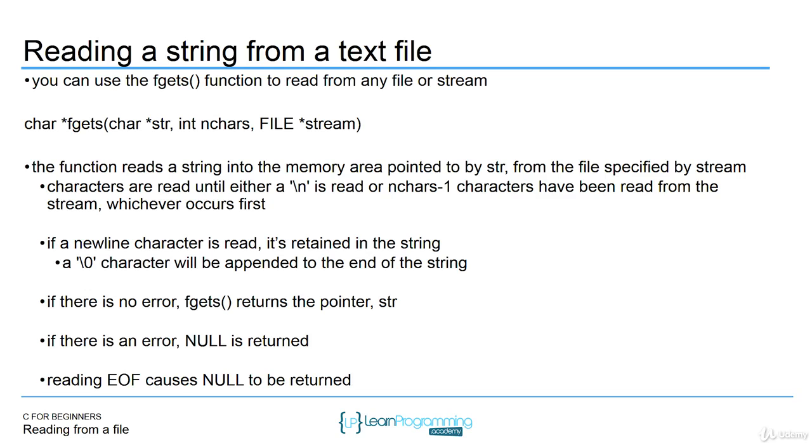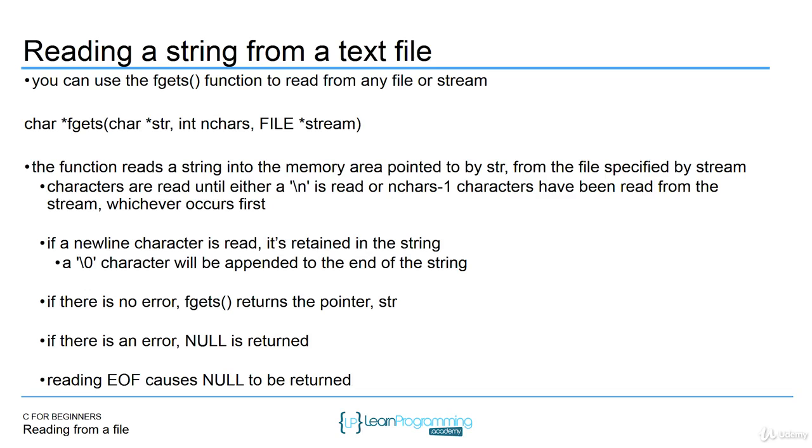And that's a pointer, so you'd have to allocate memory for it. And then it's going to read from the file specified as the third parameter, which is the file pointer. And then the nchars is going to say how much data to read. So if you put nchars as like 10, it's going to read in 10 characters unless it hits a line feed first. So it's going to either read an entire line or it's going to read the number of characters that you specify in the second parameter.